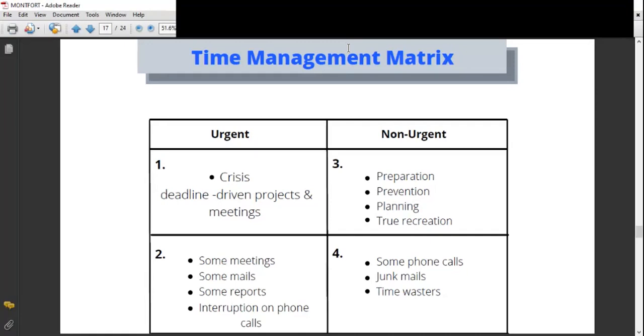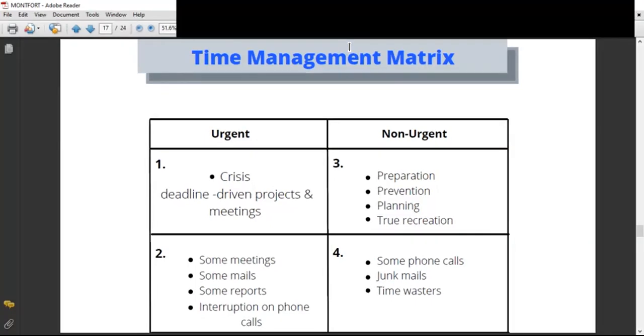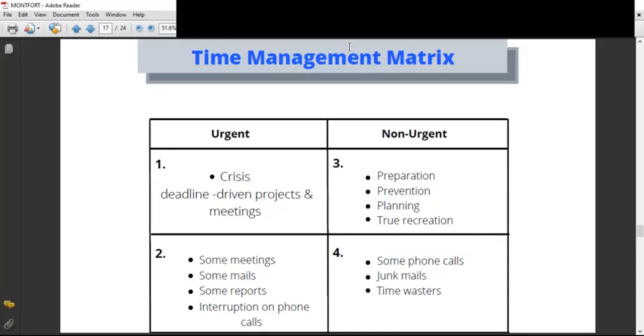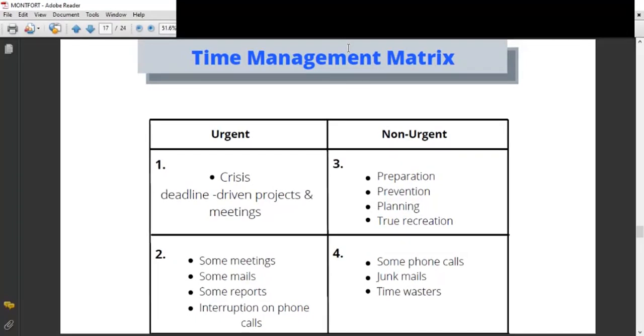Secondly, some meetings, some mails, some reports, interruptions on phone calls. These things we say, okay, we will see later. Some meetings are urgent, but we can skip them. Some mails, if I don't check now, I can check later on. Some reports, interruptions on phone calls. And this is the hindrance we all face. When we are working very seriously on anything, if a phone call comes, we leave that work aside and focus on the phone. So we should not do this.